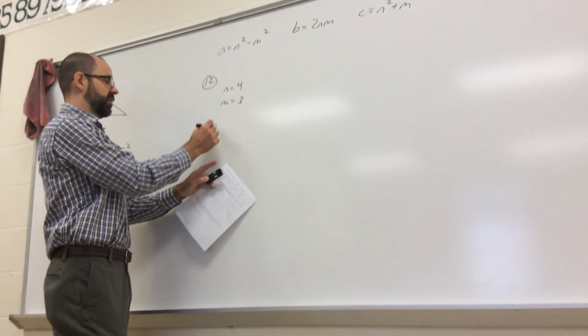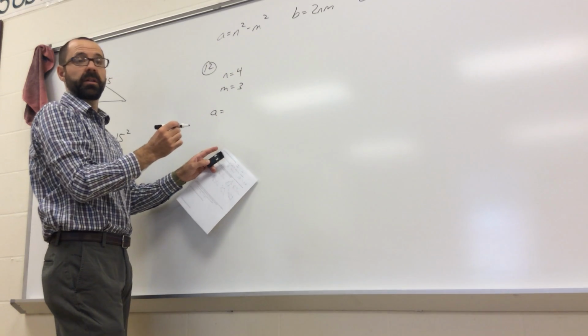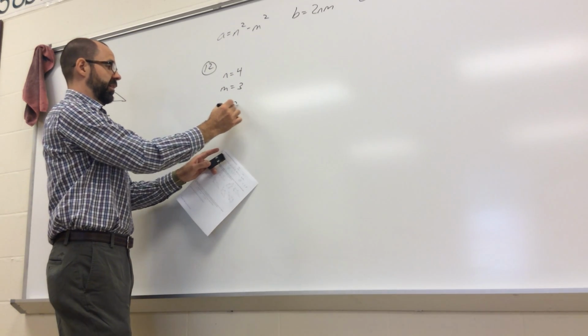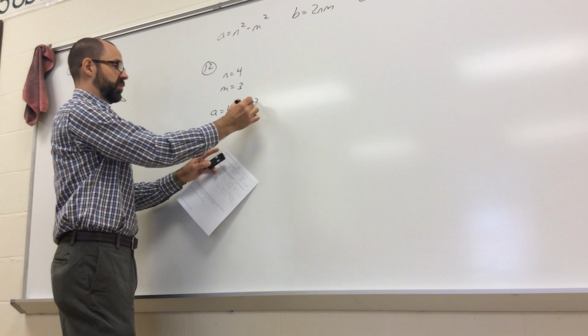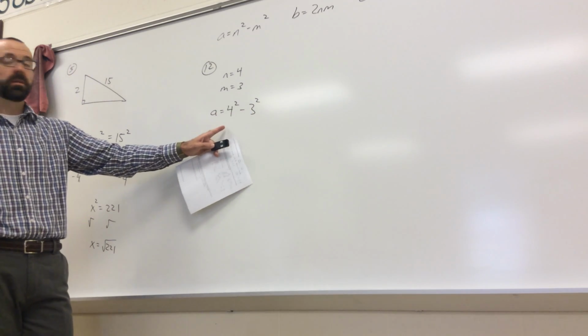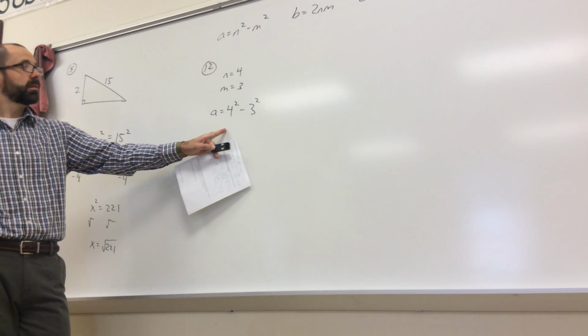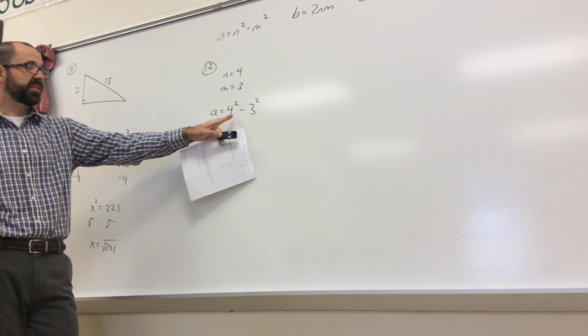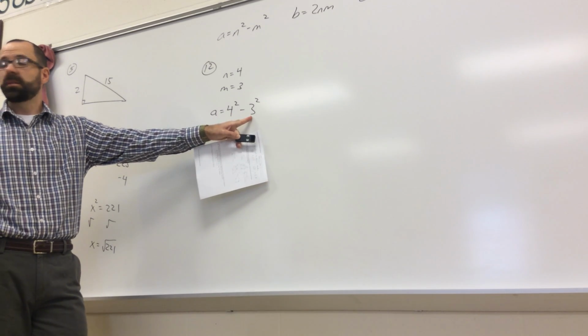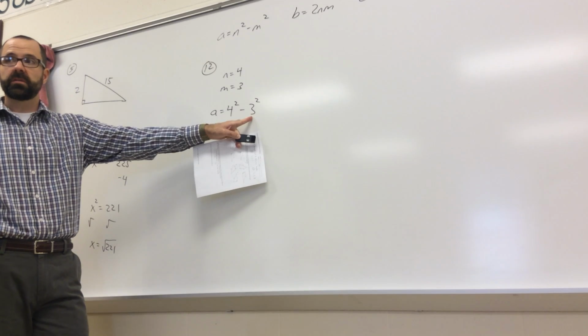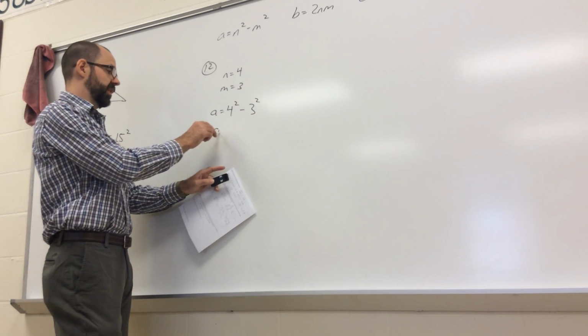All right, so now I'm going to plug that into this formula. So I'm going to take n squared minus m squared. And that's 16 minus 9, which is 7. So my first number is 7.